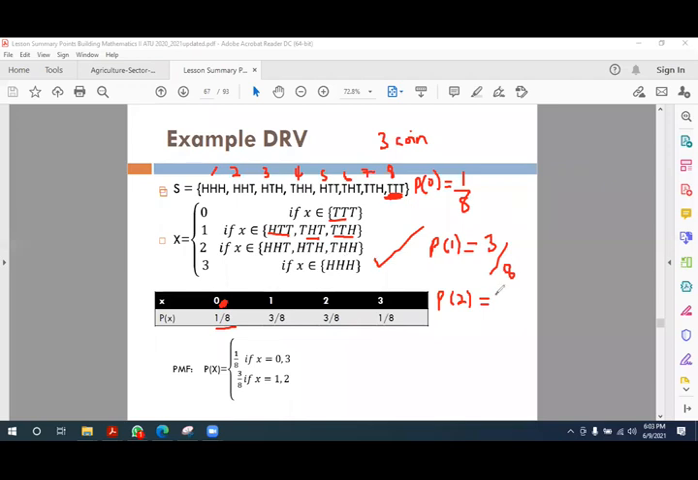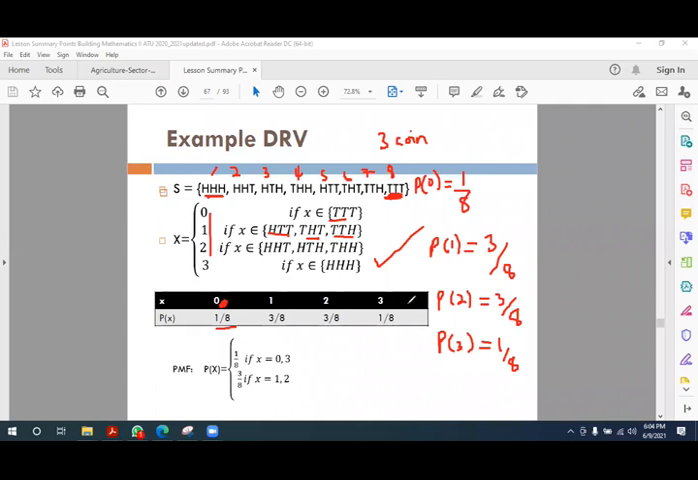Head, tail. So we have 3/8. And then finally, the possibility of having three heads is only one possible outcome out of the eight. So that will be what? 1/8. So we'll combine these probabilities with the possible values of X to obtain our probability distribution.